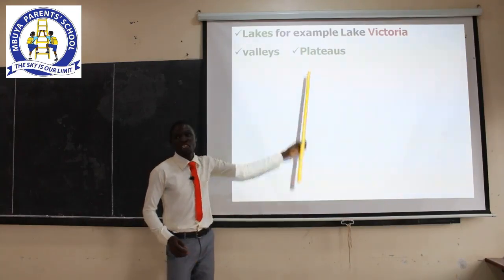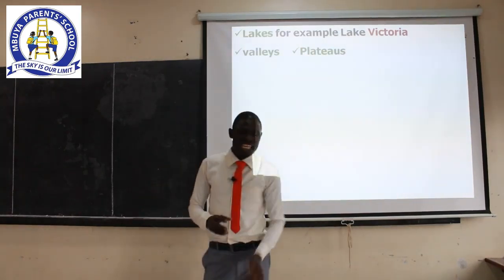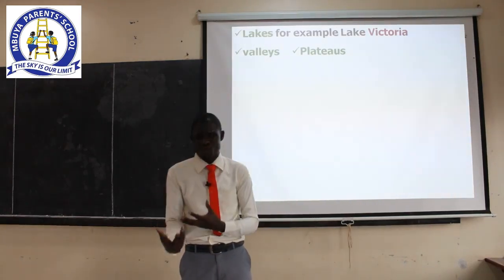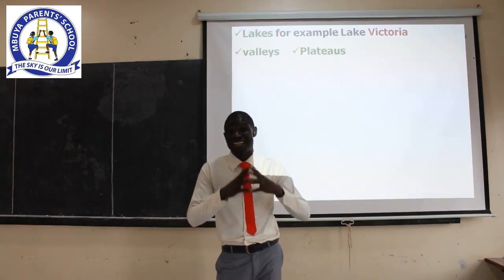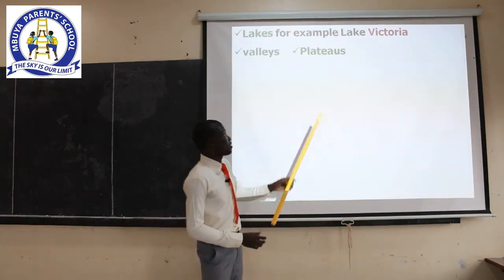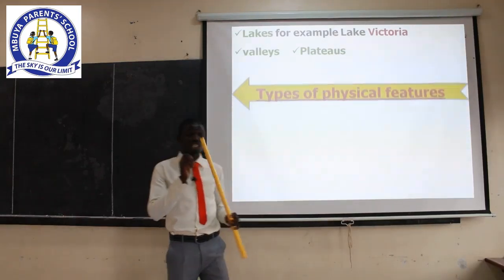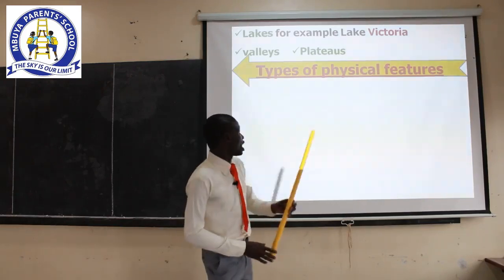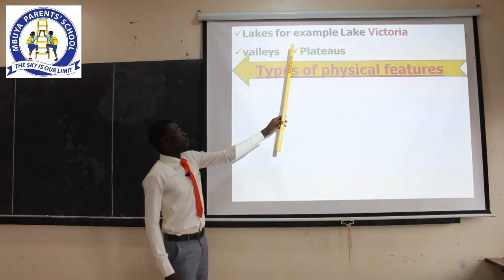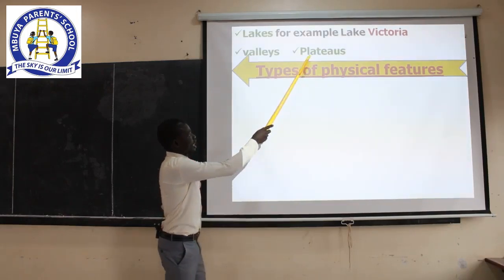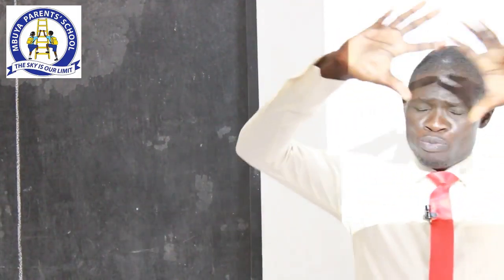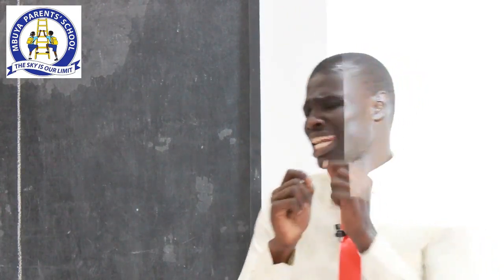Another one is plateaus. In primary 3, we said that a plateau is the largest physical feature that covers the largest part of our sub-county. Even in Kampala, it is the largest physical feature. But let's move together because I saw some of you spelling the word plateaus wrongly. Let's spell the word plateaus together. Plateau. P-L-A-T-E-A-U-S. Plateaus.